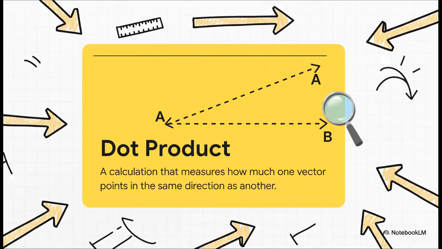So the way to think about it is this. The dot product is like asking the question, hey, how much of this first vector is really going in the same direction as the second one? It's like it casts a shadow of one vector onto the other to measure the overlap.